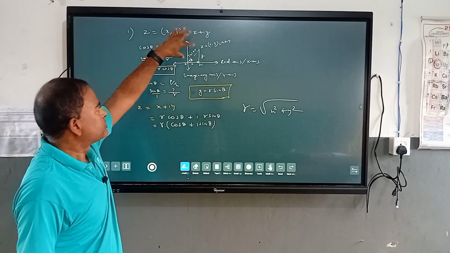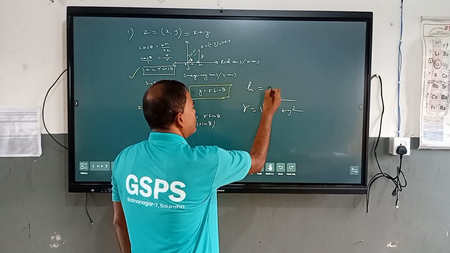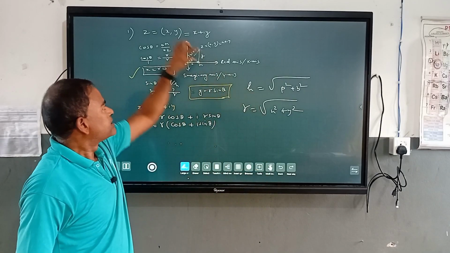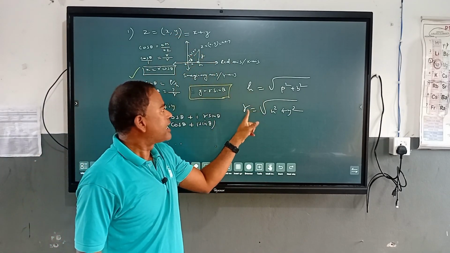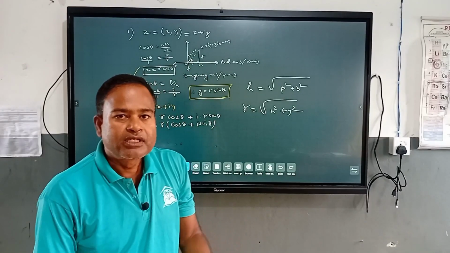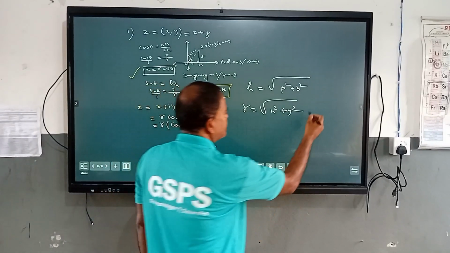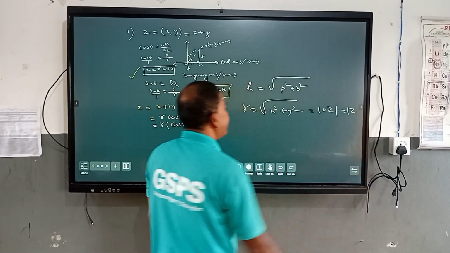So if we use Pythagoras theorem, h square equals p square plus b square, or we can say h equals root of p square plus b square. H means r, p means y, and b means x. So r equals root x square plus y square, which is known as the modulus of a complex number.